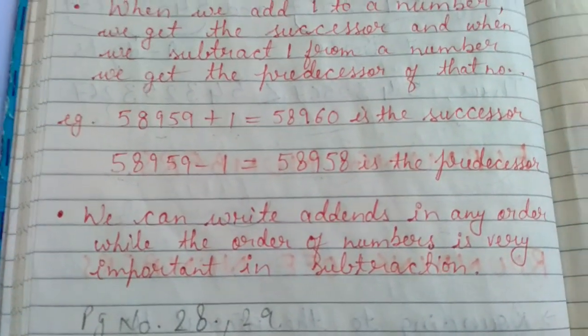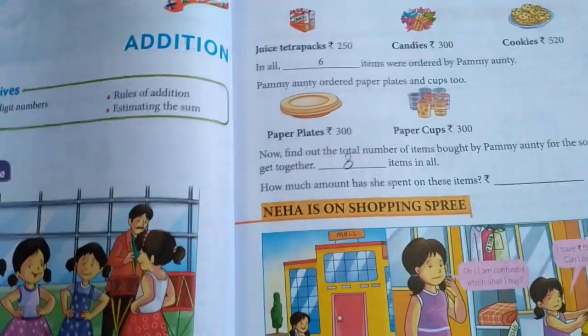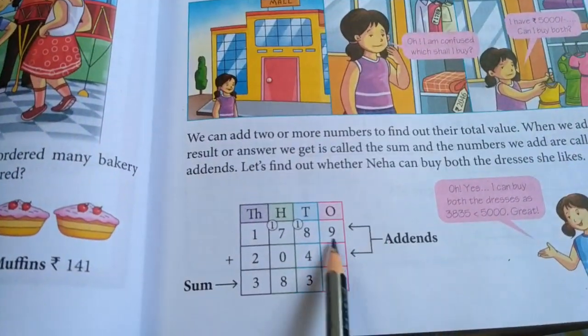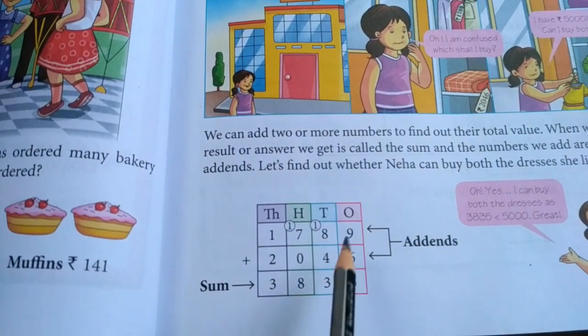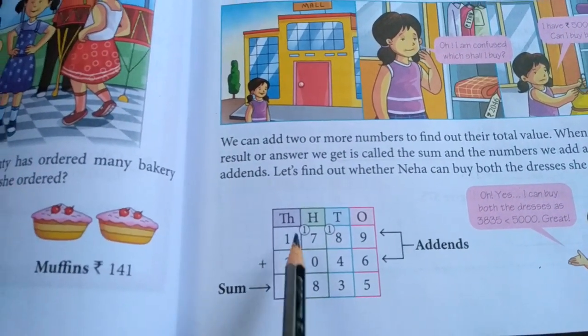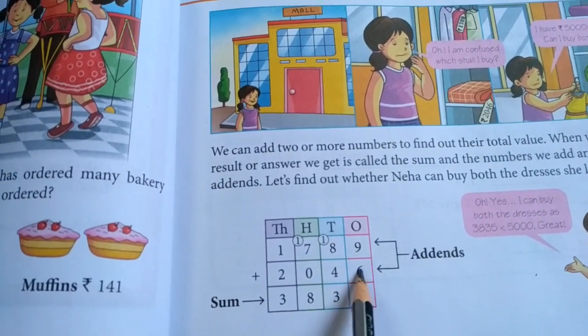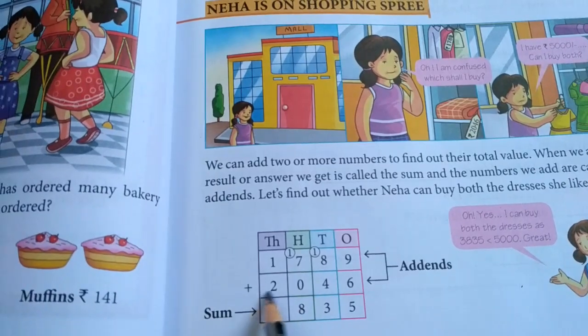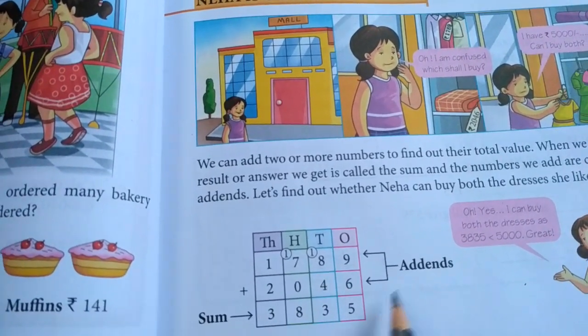Next point, we can write addends in any order, while the order of numbers is very important in subtraction. So let's talk about addition now, that while doing addition sums, we can write the addends. You can see here, these are the addends. The digits, the numbers, the two given numbers which you have to add, which you have to sum together. These are known as addends.